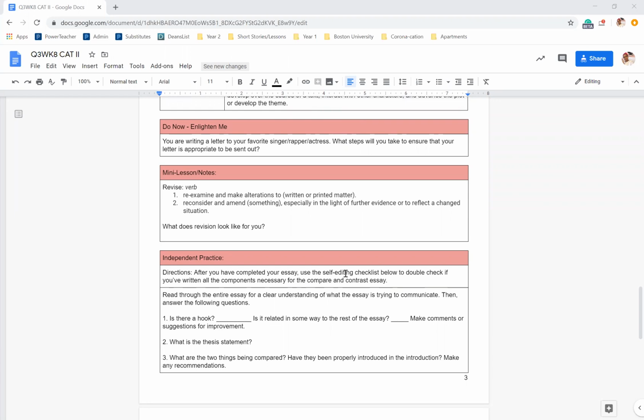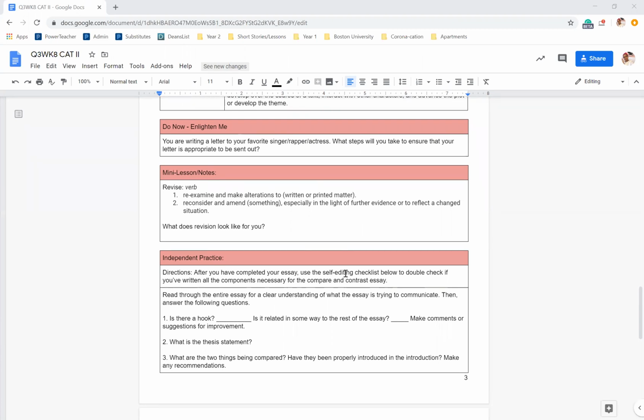So you do know it's just you're writing a letter to your favorite singer, rapper, or actress. What steps will you take to ensure that your letters are appropriate to be sent out? So think about that. You want the best of the best letter in the world. What would you do to make sure that your letter is the best? Think about that. Okay?